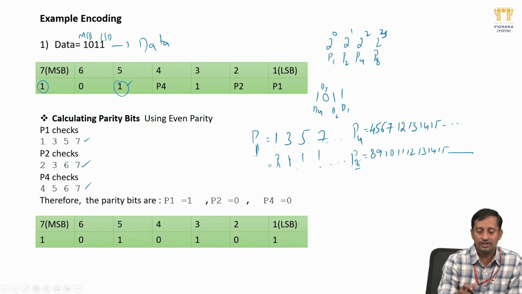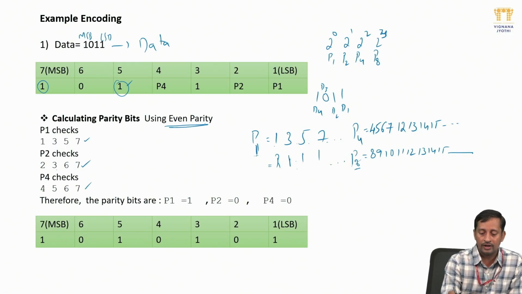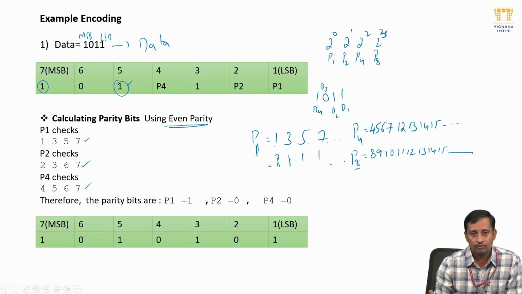So we are transmitting this data by using even parity. What is even parity? The number of ones should be even. What is odd parity? The number of ones should be odd. So using even parity, when I'm transmitting the data, the number of ones should be even. But how many ones do I have? 1, 2, 3. It's an odd number. So what makes P1 such that it becomes an even number? If it is 1, then the total number of ones is even. Got it? That's the reason the P1 value is 1.